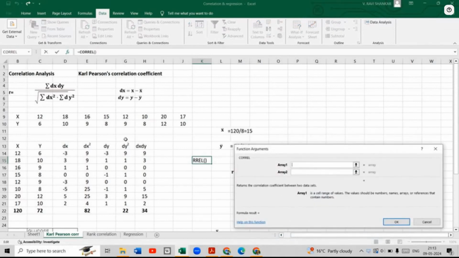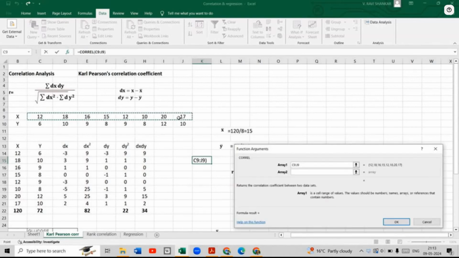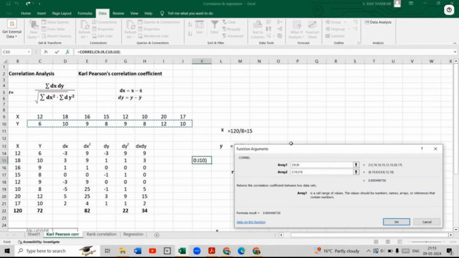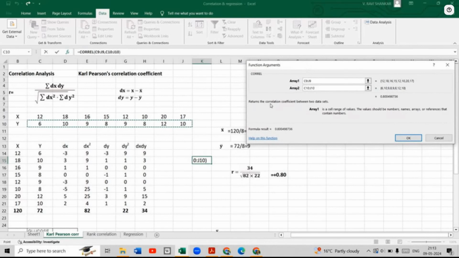So now you have to choose the two arrays. I have actually put my X data and Y data in rows. So I have to choose X, which is the first array of data. This is one variable. And in array 2, I have to feed in my next set of data. And we get the result. The result is 0.80, the same thing which we got manually also. So this is one way of doing it.